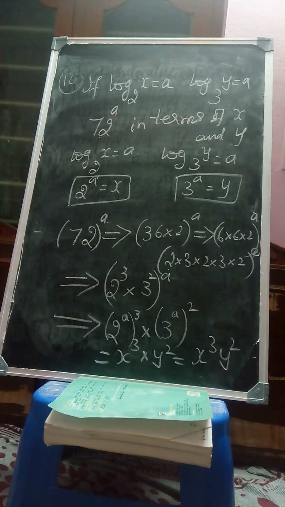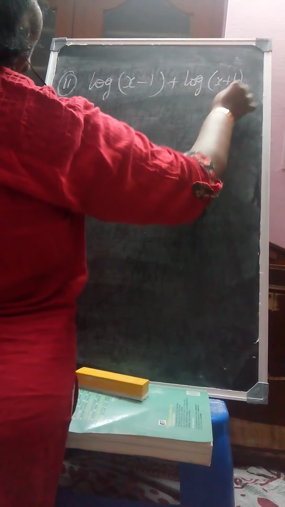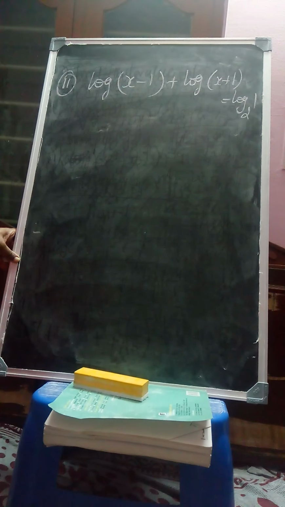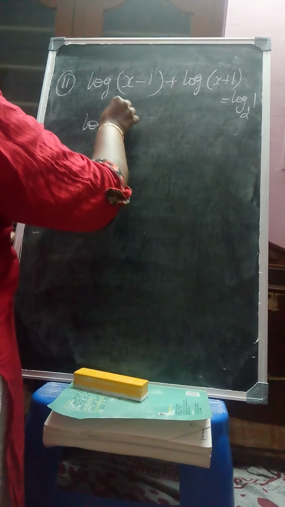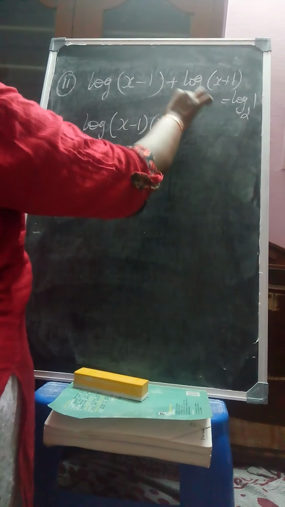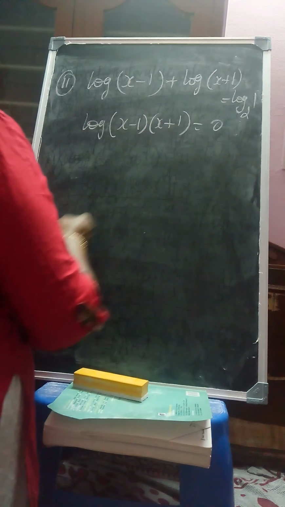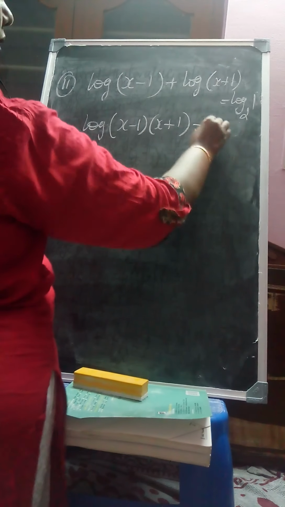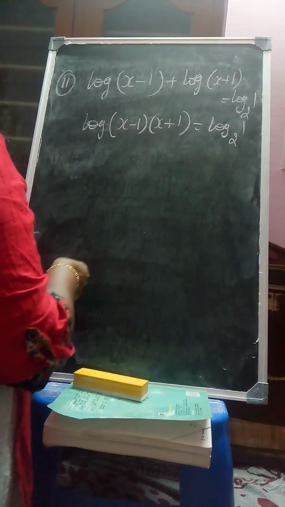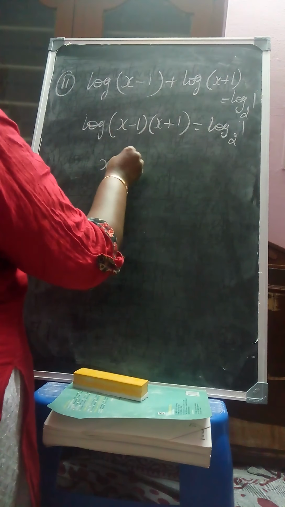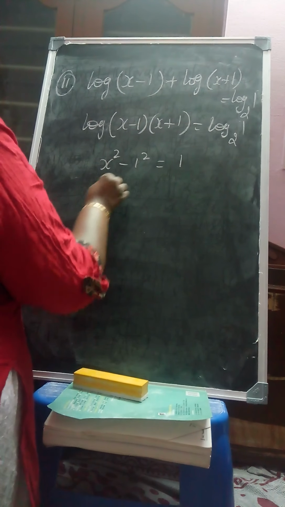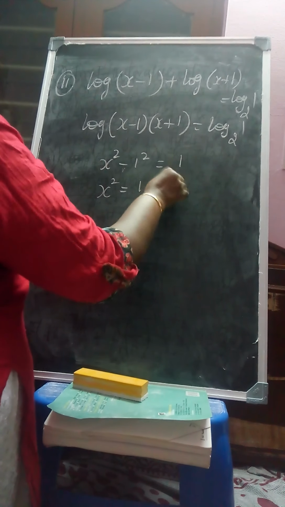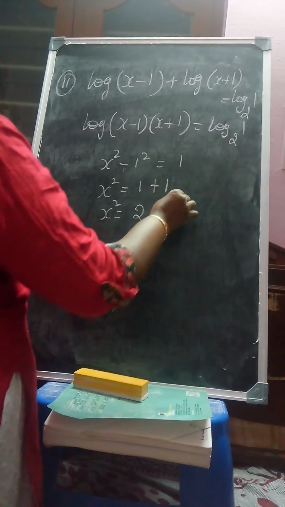log(x minus 1) plus log(x plus 1) is equal to log 2 1. Now here we can take it as log. See, when you have log plus log, you can take it as log of (x minus 1) and (x plus 1), is equal to log 1, which will be 0. Okay? Or you can keep it as log 2 1. Now log will get cancelled. (x minus 1)(x plus 1) will be x square minus 1 square, and this is equal to 1. Here x square is equal to 1 plus 1, so x square is equal to 2, x is equal to root 2.